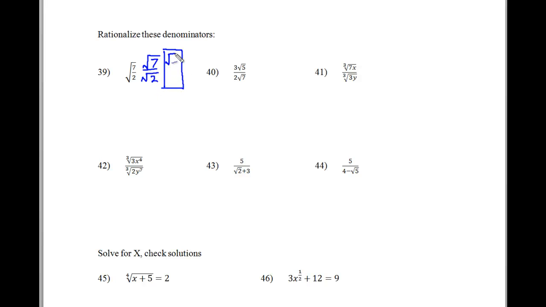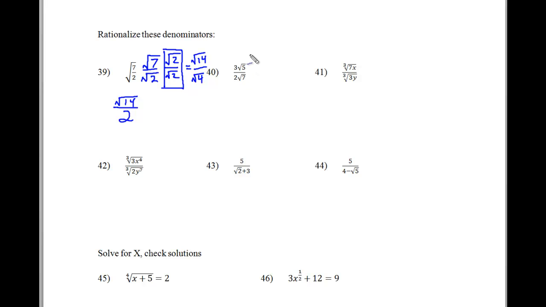So we're going to multiply the top and bottom by 1, which is basically multiplying by square root of 2 over square root of 2. Then the numerator becomes square root of 14, the denominator becomes square root of 4, which is 2, so we get square root of 14 over 2. And that is rationalized. You can check on the technology to see that the square root of 3.5 is the same thing as the square root of 14 divided by 2.